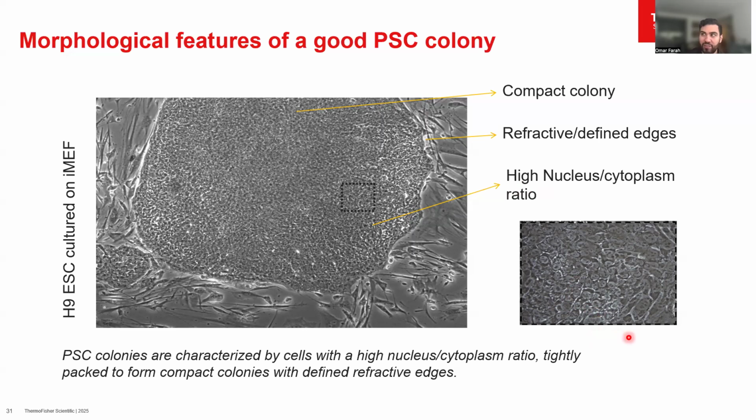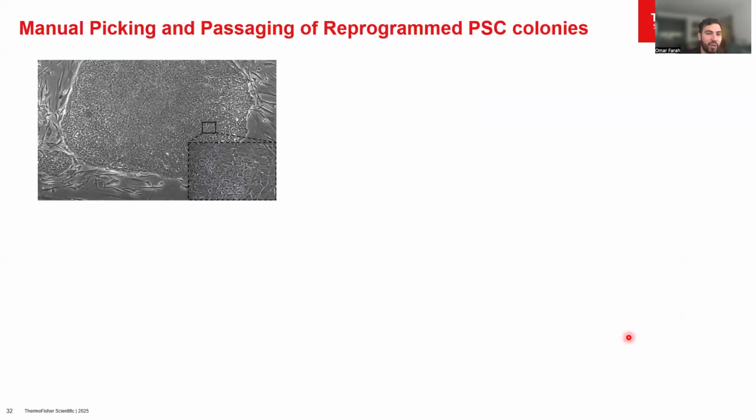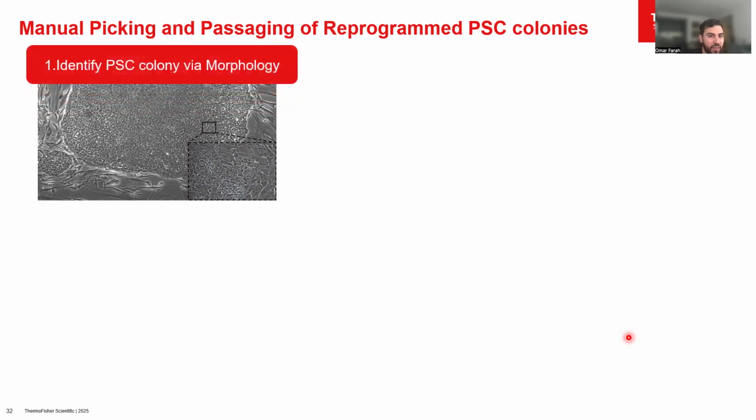So once you have an idea of what you're looking at morphologically, especially in the context of reprogramming, after you've seen these colonies emerge, you can identify that they look decent and they look good. What do you do next, right? And there were a couple of questions about that in the chat. So the first thing to do is to identify the PSC colony via morphology, right? And typically what we do is we'll go in and circle the bottom of the well where we see that colony so that we can easily identify where it is in the plate, right?